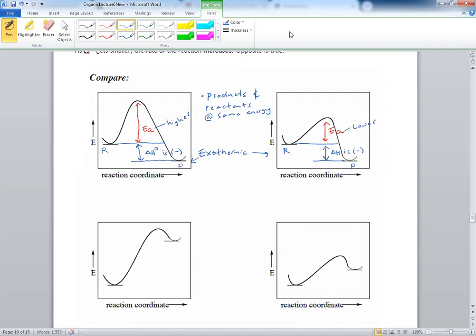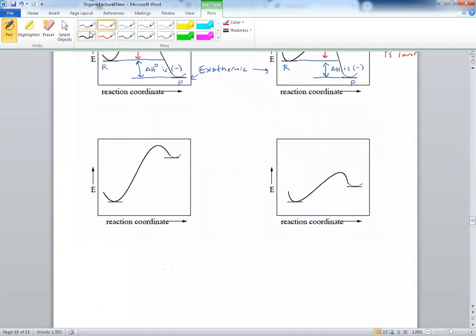Which one do you think would be a faster reaction? One on the right or one on the left? You might have guessed it right. This one would be the reaction that is faster, the faster reaction. So this reaction is faster, and you should explain why. Because EA is what? Is lower, right? So EA is lower. The barrier is lower.